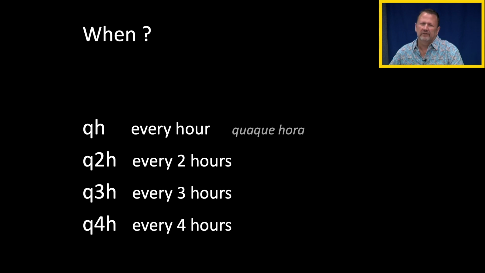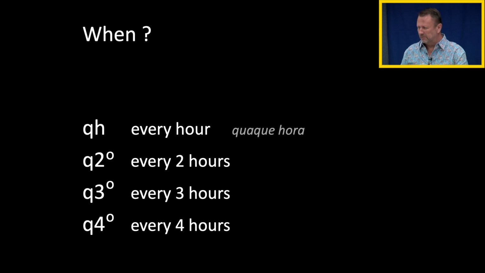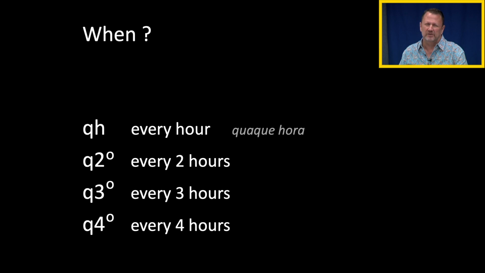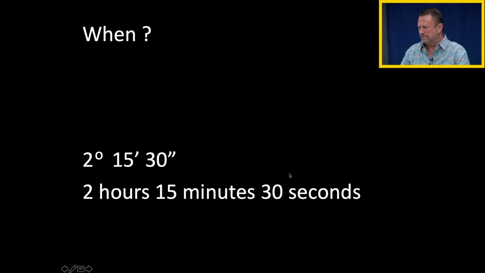Q hour, every hour, Q2 hours, Q3 hours, Q4 hours. We hear that all the time if you're in clinical medicine. That's what those things mean. They might be abbreviated instead of H's. They might use that sign right there, the hour degree. And again, this means different things depending on the context. Okay. Yeah. 2 hours, 15 minutes, 30 seconds.